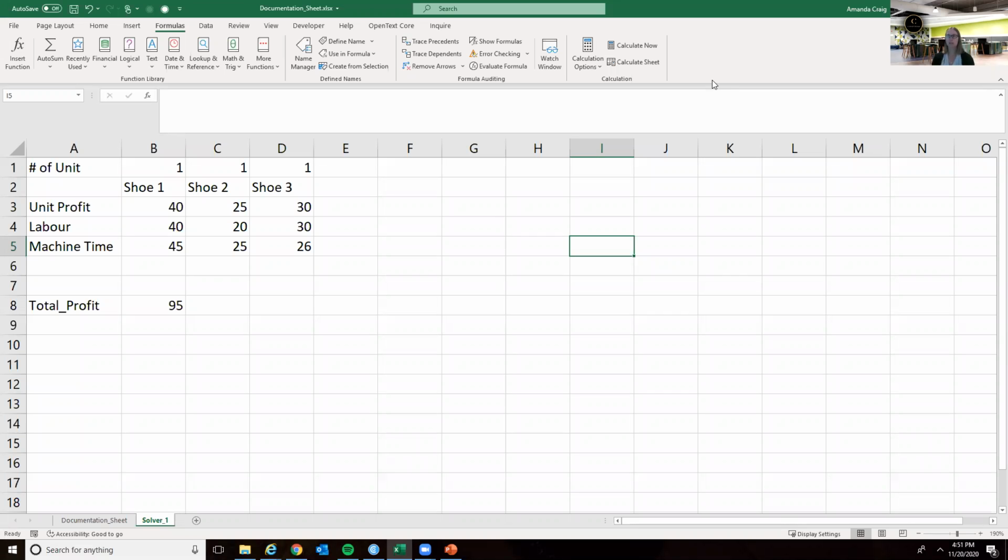The next thing we need to look at is what our constraints are. So one of the constraints usually is going to be time. So in this case, I know that each unit of shoe 1 is going to take 40 minutes, shoe 2, 20 minutes, shoe 3, 30 minutes, which means that everybody has a limited amount of time. I'm going to need to add a constraint for how much time I have.